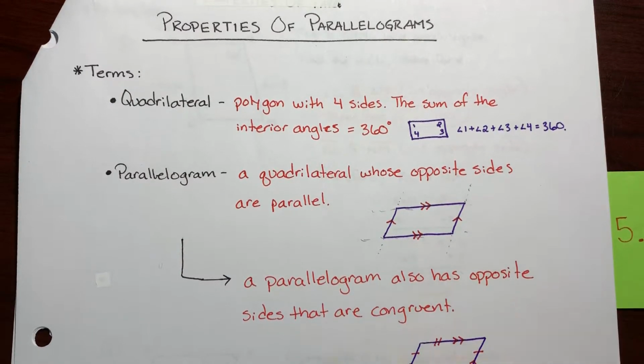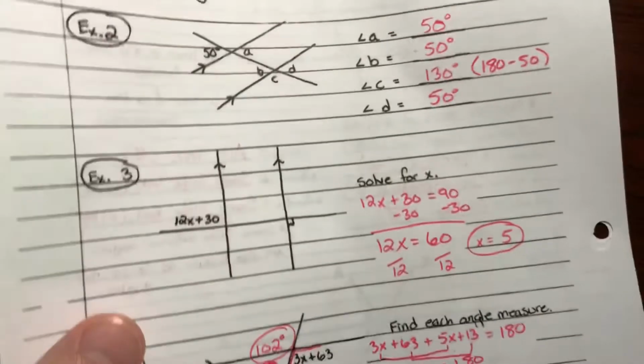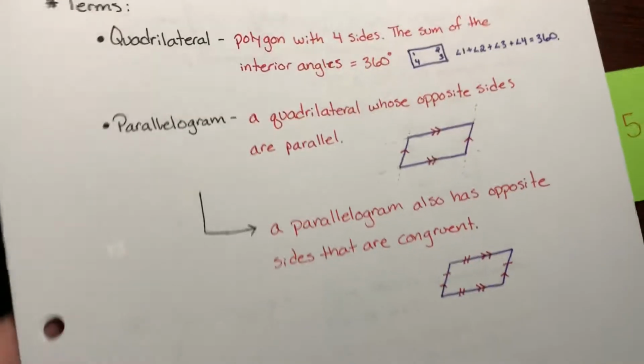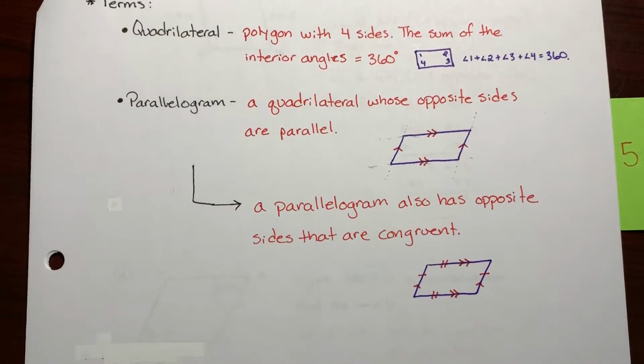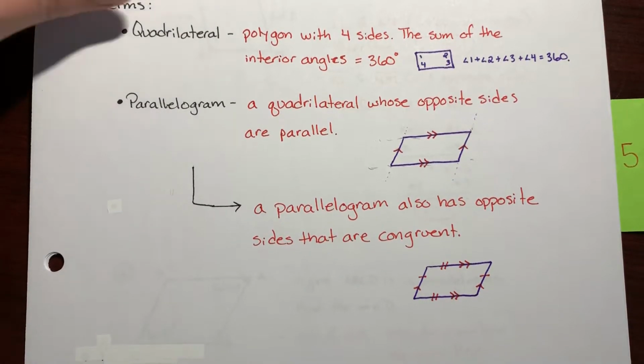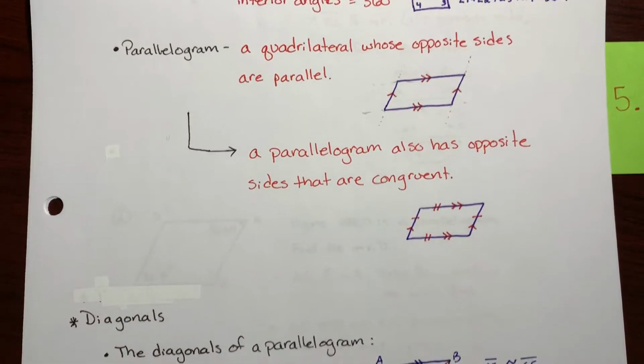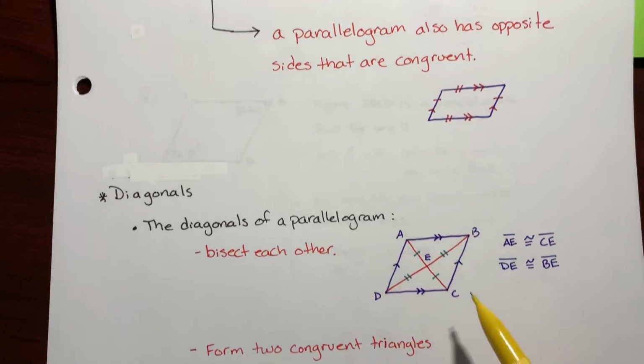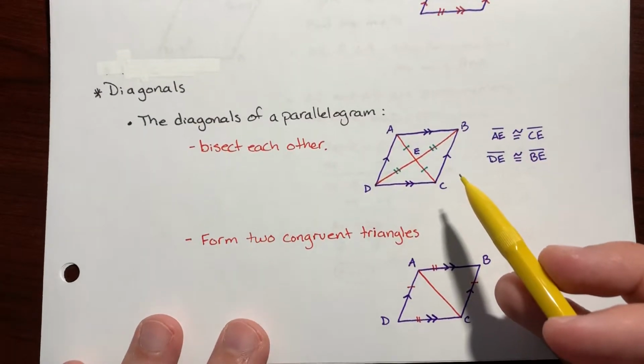Anyway, the rules that we just covered on the previous set of notes start applying to this as far as like, if they look the same, they are the same. If not, then they're equal to 180. Okay. Then we start getting into diagonals.